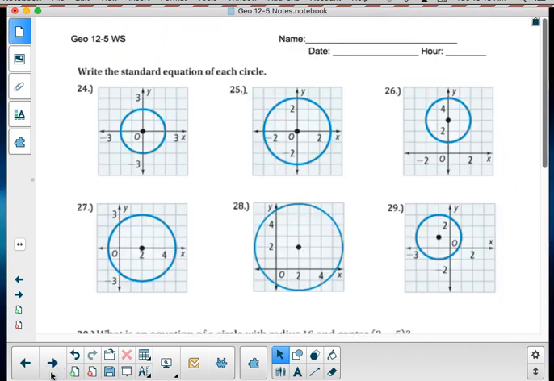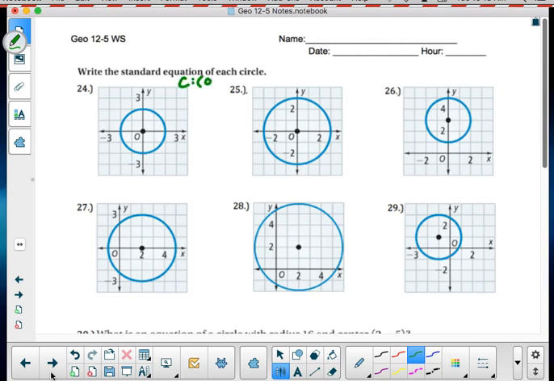Now in 24 through 29, every one of them stems around the idea of finding your center and working with your radius. So my center is 0, 0. My radius is 2. So my equation is x squared plus y squared equals 4, because remember, the standard form of the equation is x minus h quantity squared plus y minus k quantity squared equals r squared.